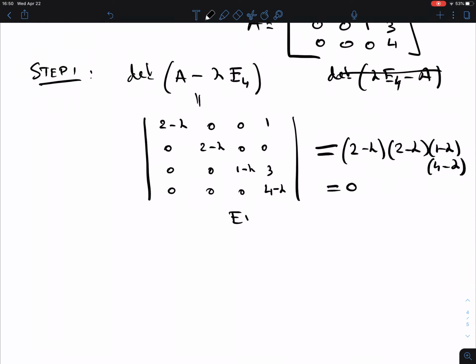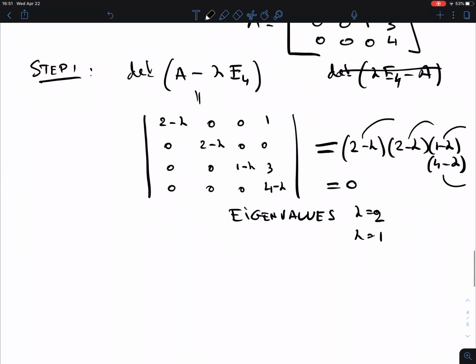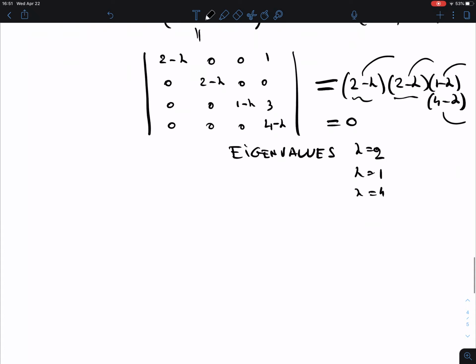So what are the eigenvalues here? Well, the solutions to this equation, but it's already factored, so please use the factorization, right? You know the zero product property. If a product is 0, then one of the factors has to be 0. If this is 0, then lambda is 2. Or if this is 0, then lambda is 2. So that's the same thing. If this is 0, lambda is 1. And if this is 0, lambda is 4. So these are the 3 eigenvalues. I said it's a 4 by 4 matrix, so we're expecting 4 eigenvalues, but one is counted twice. That can happen. Okay? Now, let's calculate, so step 2.